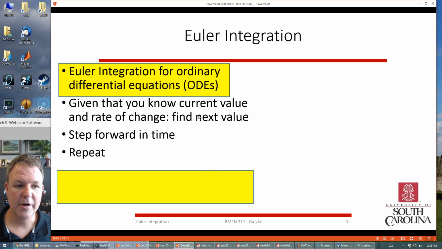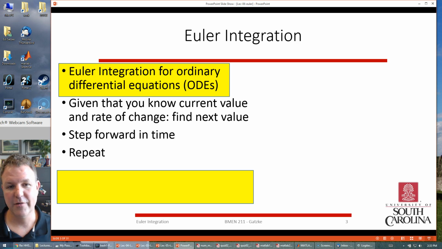We can use Euler integration for ordinary differential equations. An ordinary differential equation only depends on one variable, like time. A lot of times we talk about dynamic systems, things that change with time, so that's why we talk about that. But it doesn't have to be that. It could be like a temperature.